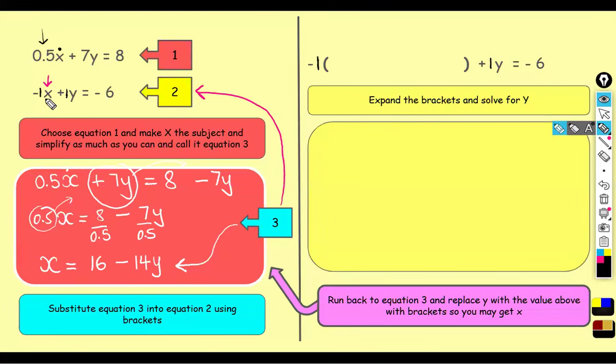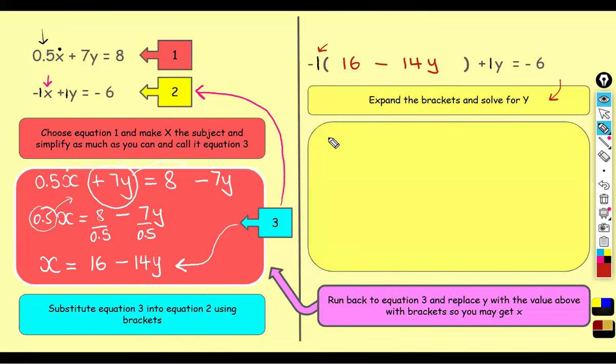Now, this x here, we're going to throw away that x and put what? The 16 minus 14y. Remember the x used to live here, replacing them with that. So in maths, we're going to take our time now and expand these brackets. In other words, get rid of the brackets. We're going to multiply everyone inside the brackets by -1. 1 and -1 is different.